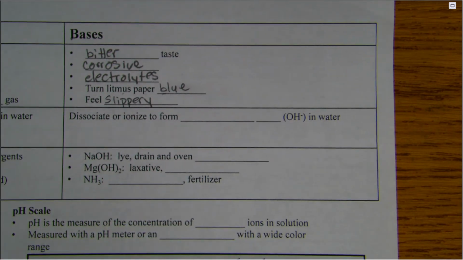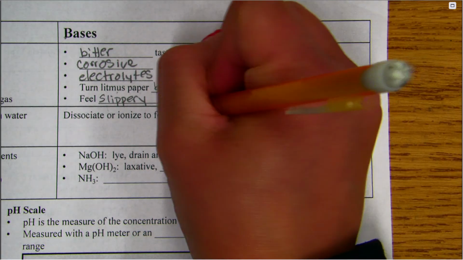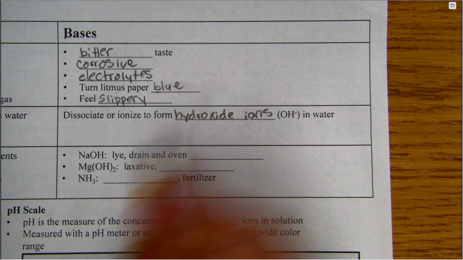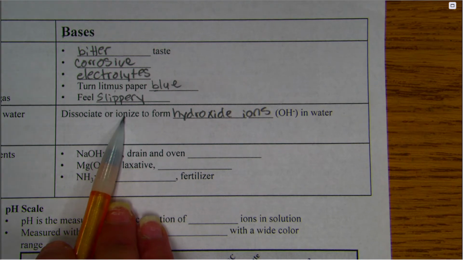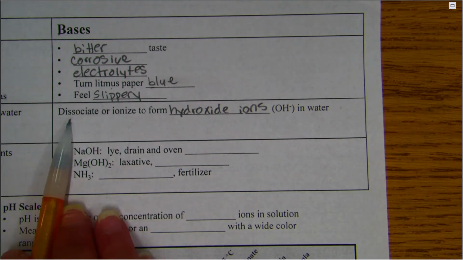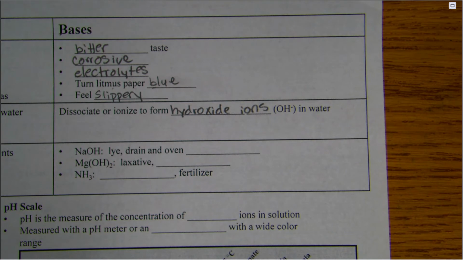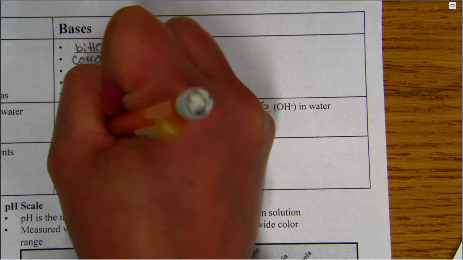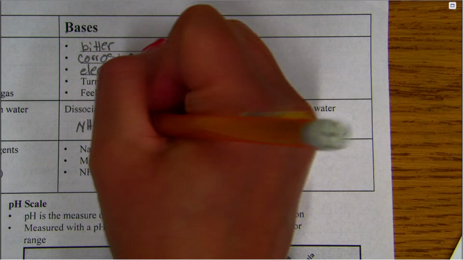Bases. Bases are defined as the dissociation or ionization to form hydroxide ions. Now, we're not really going to distinguish between what it means to dissociate and what it means to ionize. That's something you'll distinguish between when you get to chemistry next year. Basically, dissociate and ionize here, we are breaking apart into ions. Now, let's look at an example. Ammonia. Ammonia is NH3, and this is one of the main ingredients in cleaning solutions.